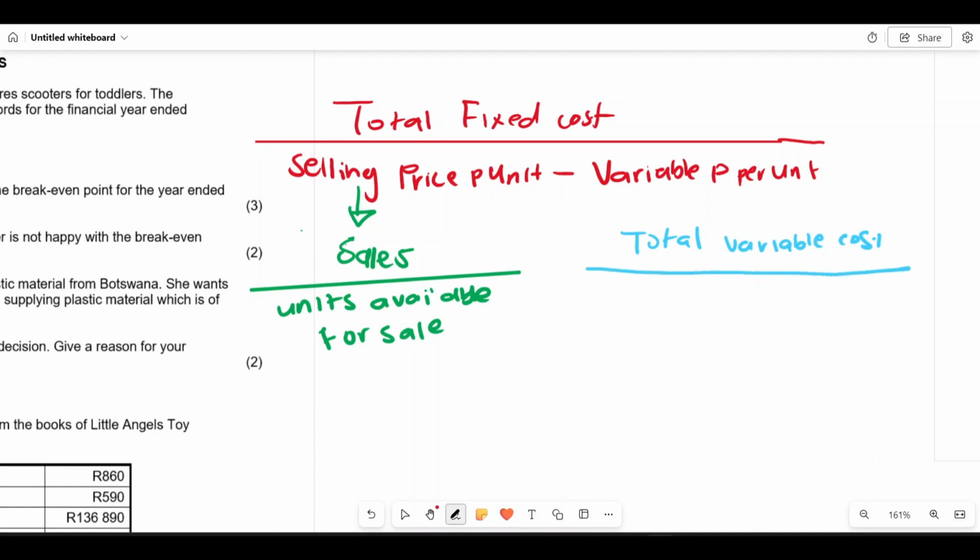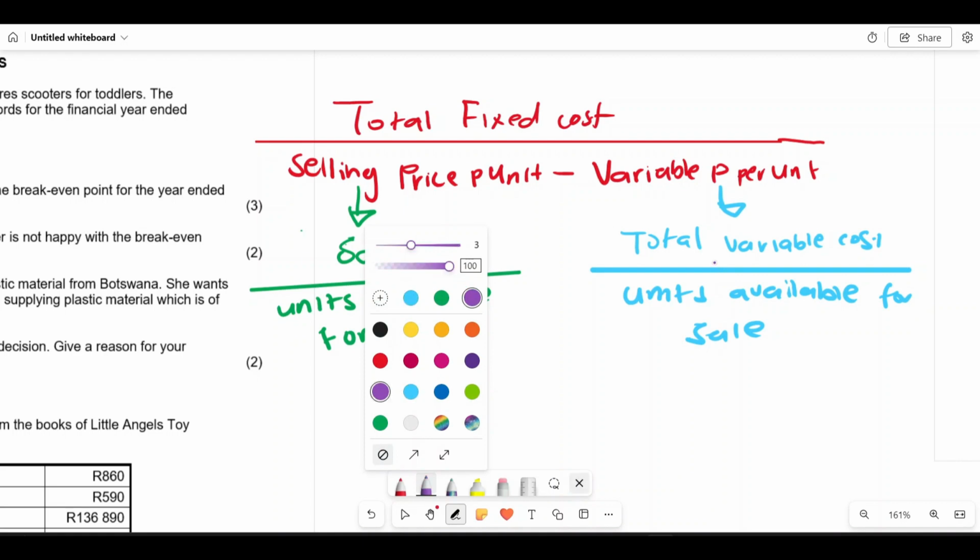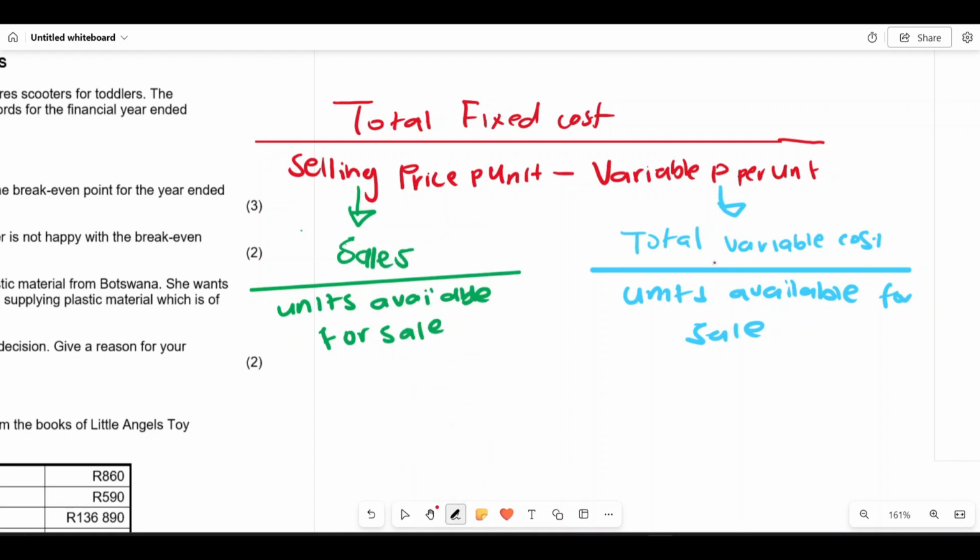So your total variable cost, you're going to divide it by units available for sale, right? This is if you're not given these two amounts. This is how you can go about calculating them. Now, with regards to your fixed cost, as I've said before, you need to know what your fixed costs are. These are those costs which are not affected by your production, right? So basically, you would need to add all your fixed costs, such as, for now, I can think of rent, right? You're going to add all those fixed costs, those costs which are not affected by your production, and you're going to get your total, and you're going to use that as your total fixed cost. Now, this is just an example of the fixed cost that they could give you.